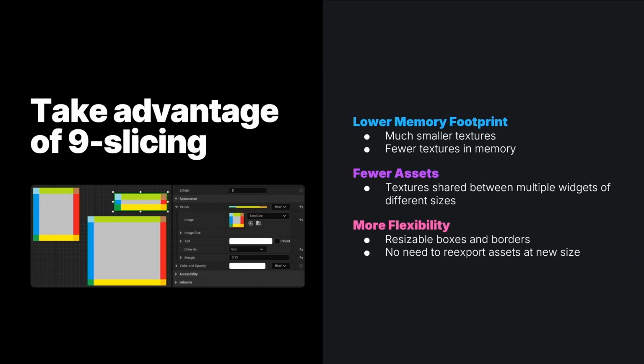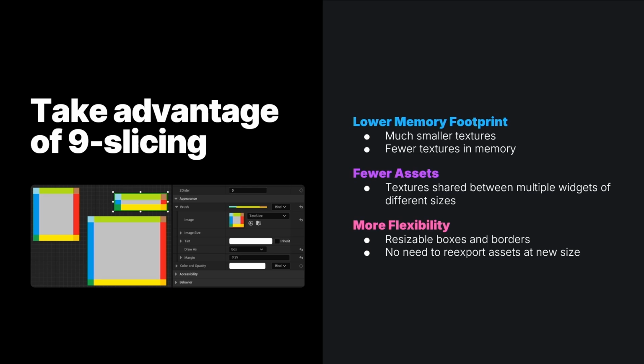Another thing that I sometimes see people not really realize quite how it works here. 9 slicing is really cool. It's not really talked about a bunch, but when you are creating borders, panels, things like that, the naive approach would be to just have a designer export out a bunch of images. You have a 500 by 500 panel, you get a 500 by 500 texture.